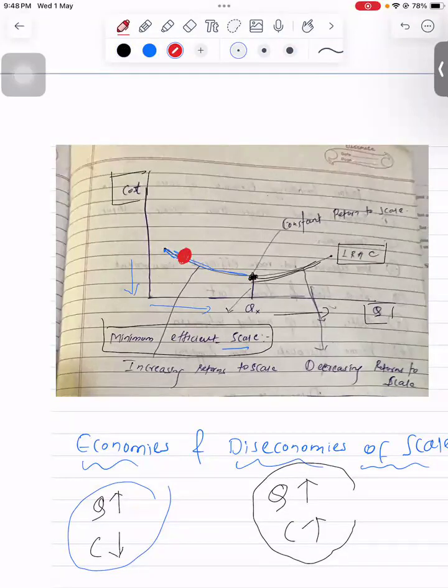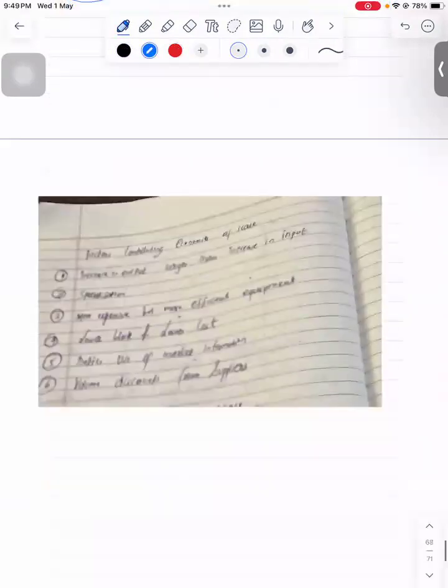You are operating on the left side of minimum efficient scale, right? We will increase the production. And if we are operating at the right side of minimum efficient scale, look at this blue dot now. Here we will decrease the production, right? Now, what can be the reasons for economies and diseconomies of scale?